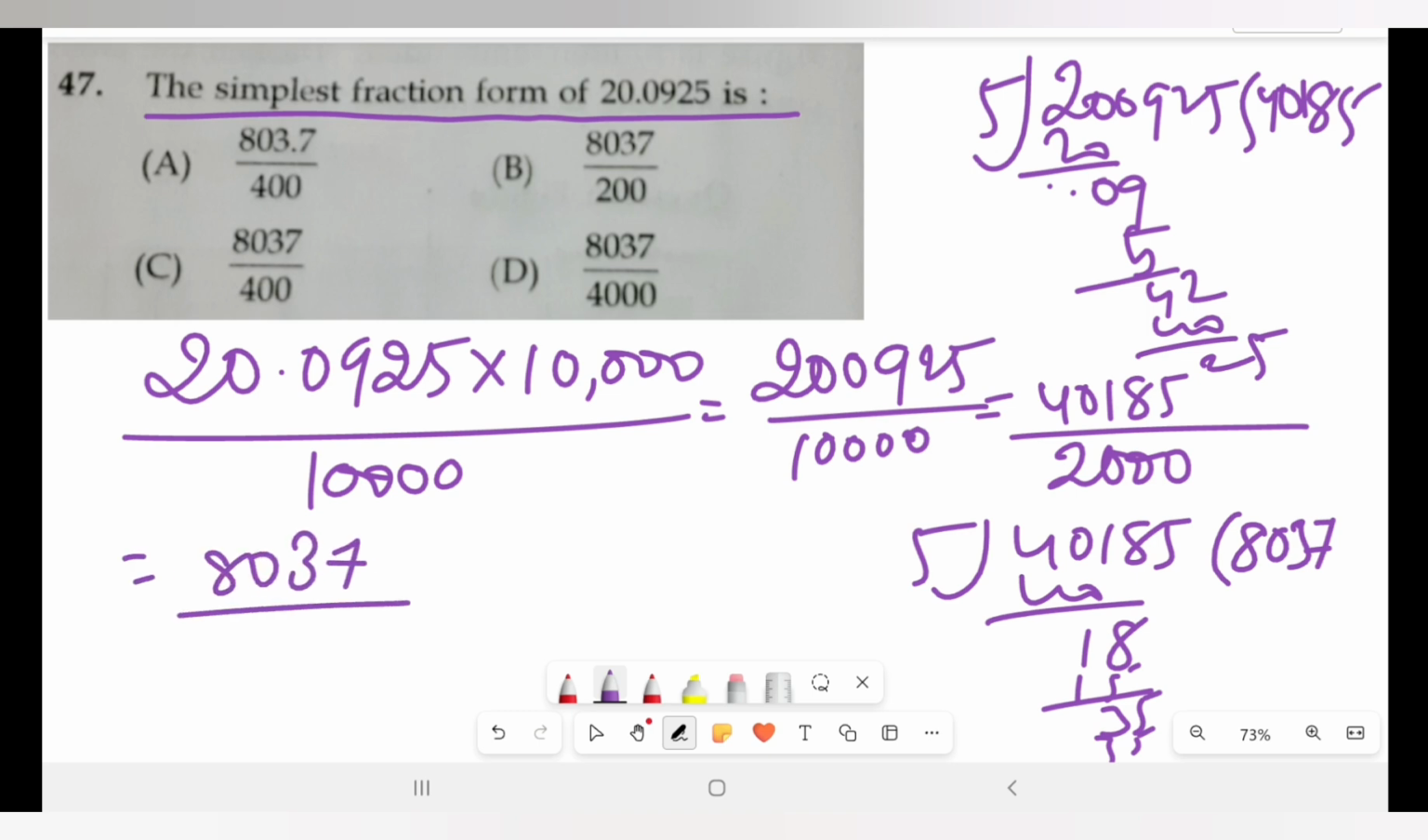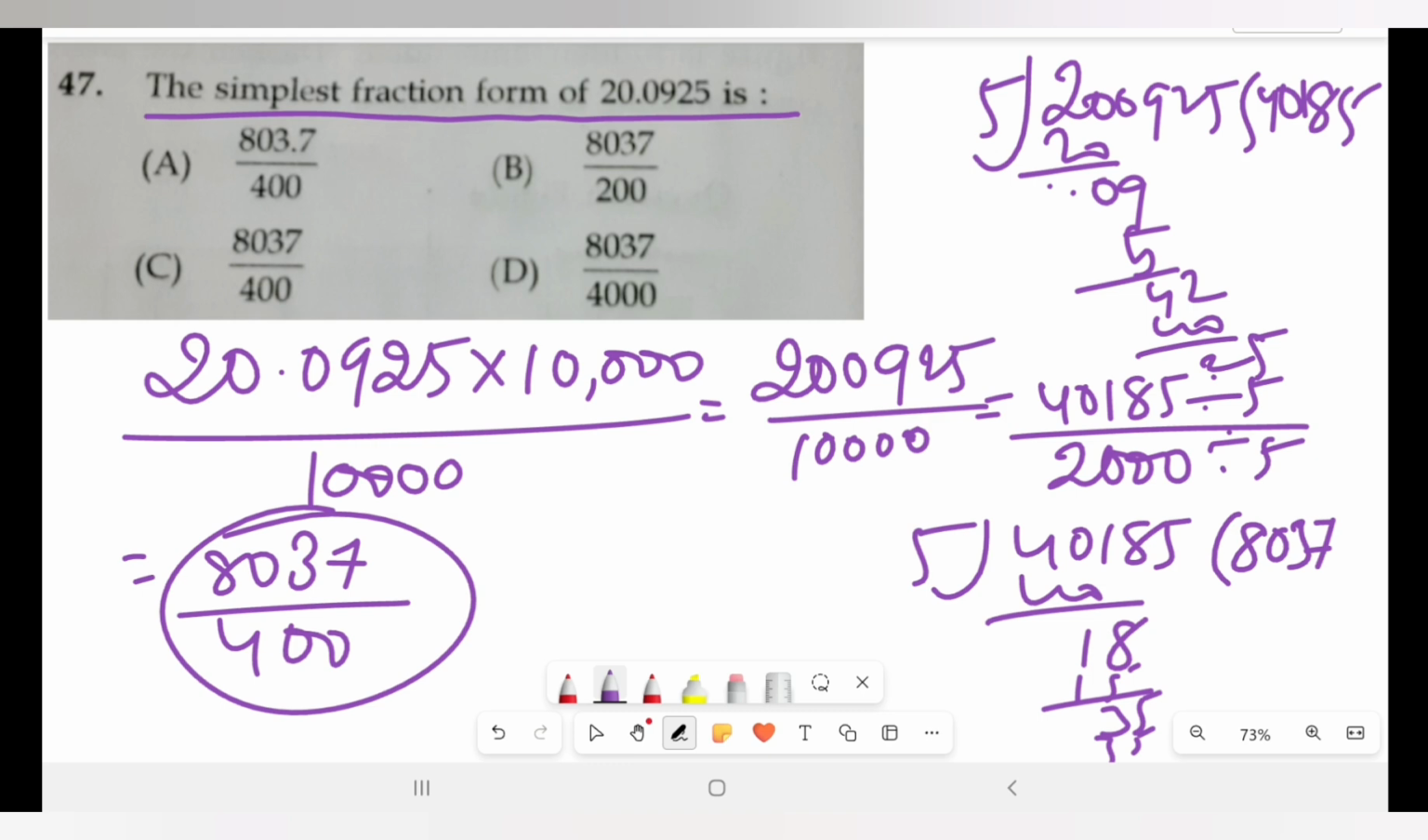So what about if we divide 2000 by how much? By 5, because both are divisible by 5, right? So if we divide the numerator and denominator by 5, the denominator value will become 5 4s are 20, which means it is 400. All right, so 8037 divided by 400 is the right answer.